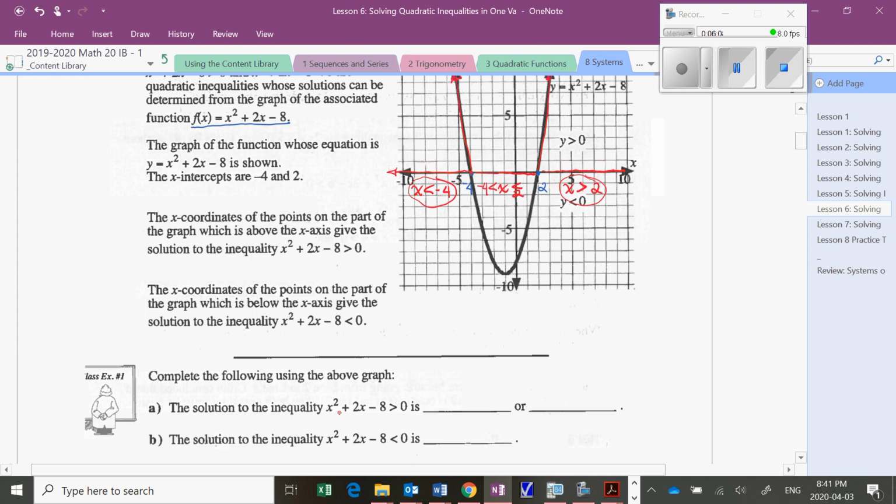The solution to the inequality x squared plus 2x minus 8 greater than 0. So when is the graph above the x-axis? It is when x is less than -4 or when x is greater than 2.